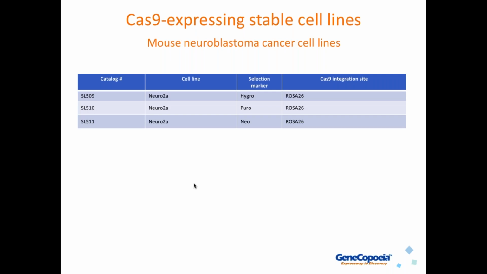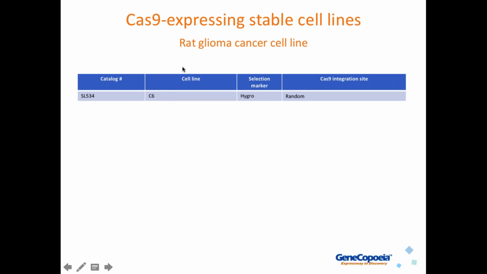And we also have neuroblastoma. And finally, we have the mouse neuroblastoma cancer cell line Neuro2A with different selection markers. And finally, we have the rat glioma cell line C6. So as you can see, we have a very large selection of pre-made Cas9 expressing cell lines.